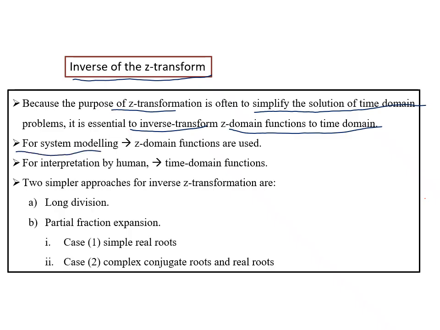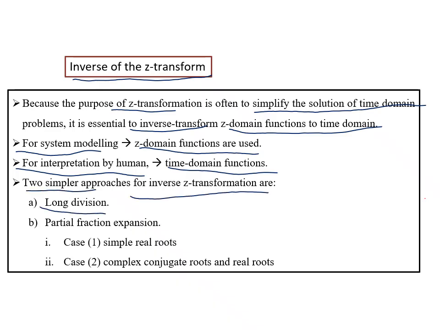For system modeling, Z transform functions are used. For interpretation by human, time domain functions are used. We have two simple approaches for inverse Z transformation. The first is long division, and the second is partial fraction expansion. And we have two cases for partial fraction. The first case is simple real roots, and the second case is complex conjugate roots and real roots.